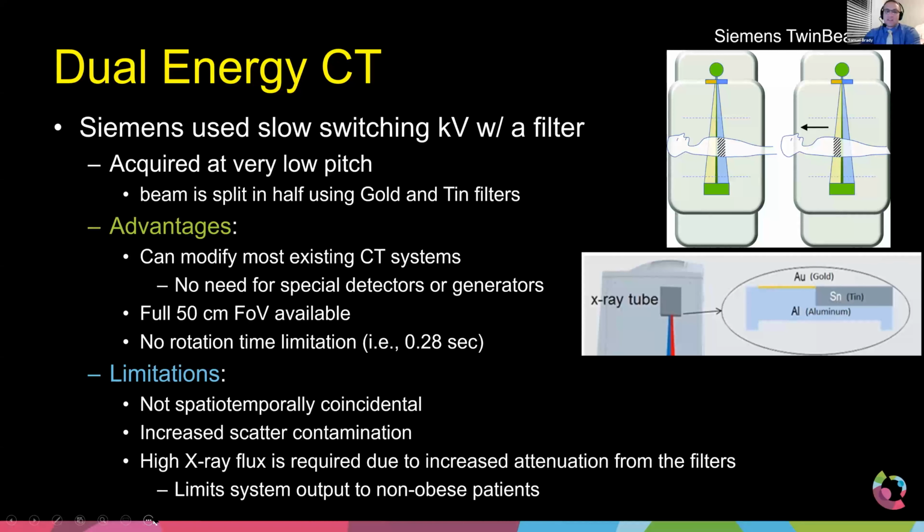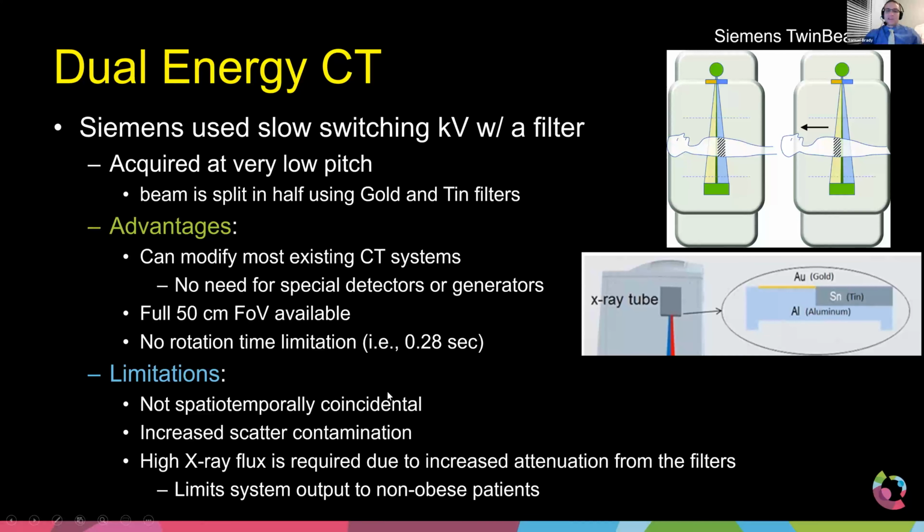The biggest limitation to this, once again, obviously, is the body is slowly passing through the CT scanner, so nothing is perfectly registered, spatially temporally. There can be scatter effects from the low to high side of the filter as it goes through the body and onto the detector. And because gold and tin have different attenuation. Gold is actually a very highly attenuating material, as is tin, but they attenuate slightly differently.